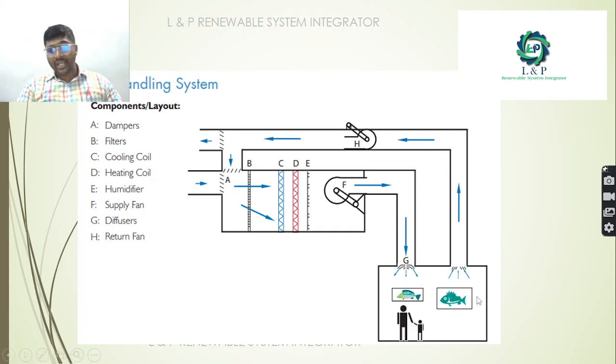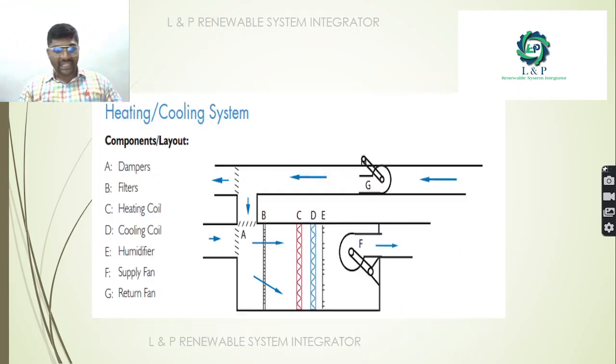In the same way, to take away the unwanted air, the exhaust air, we have a return fan and return duct, and through the recirculation duct we utilize energy efficiency. We do the energy efficiency process in the air handling units.